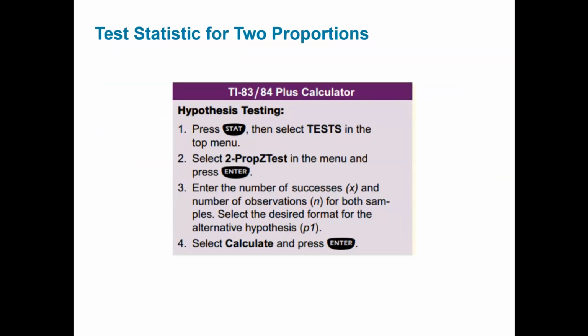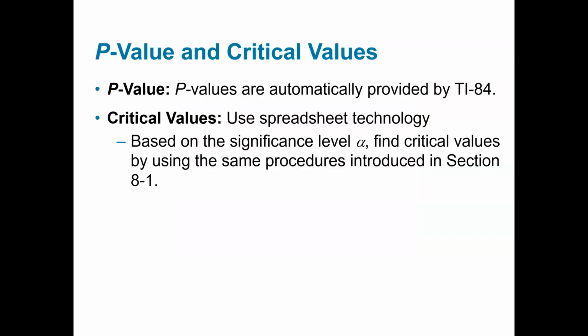We'll be using the TI-84 for our hypothesis testing, and we'll be using this function here, the 2-prop-z test. And we'll need the x, the n, and the formatting for the alternative hypothesis. So we'll need the number of successes and the number of observations for both samples. So x1, n1, x2, n2. We'll be getting the p-values automatically by TI-84, and then the critical values we'll use spreadsheet technology just like we've been doing in the preceding chapters.